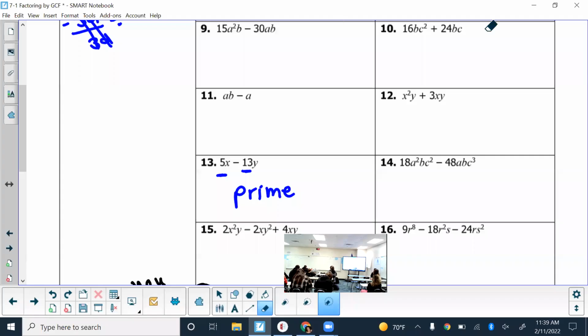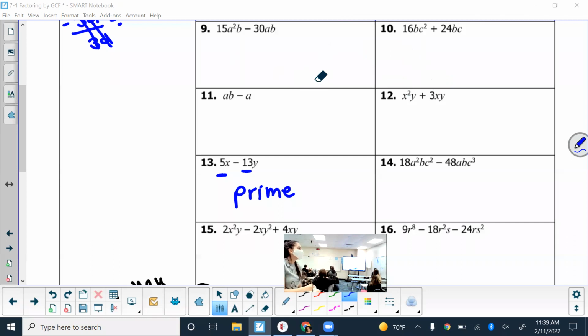All right, so number 12 we'll start with. What are the coefficients on 12? 3 and what if it's not written? 1. And is there a GCF between those other than 1? No, so then you can't factor out a number from the coefficients. Can I take an X from both? How many? And can I take a Y from both? How many? So your GCF should be XY. Make sense?